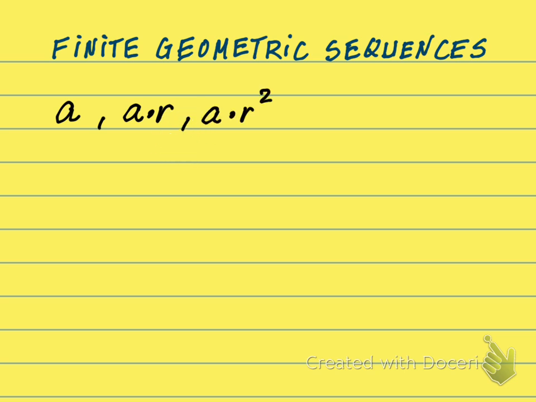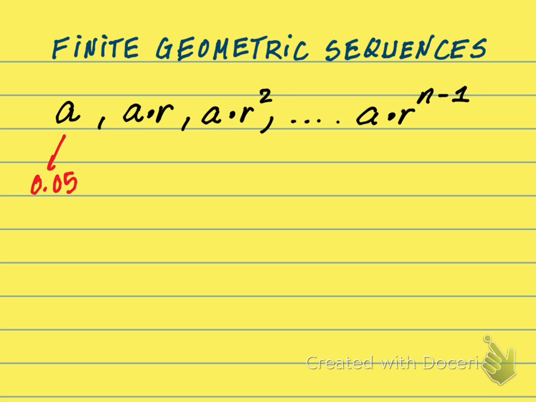And the next term can be found using the previous term ar multiplied by the common ratio to get ar squared. So every term in a finite geometric sequence can be multiplied by the common ratio to get to the next term. And eventually, we'll get to the last term of the sequence, ar to the n minus 1, where n is the number of terms in the sequence. So a sequence starts with the first term a, second term ar, third term ar squared, and the last term ar to the n minus 1.